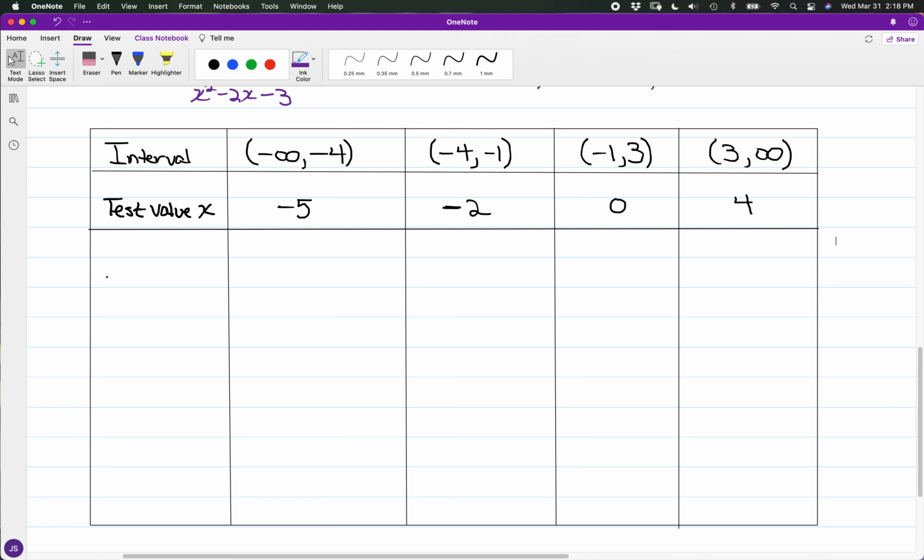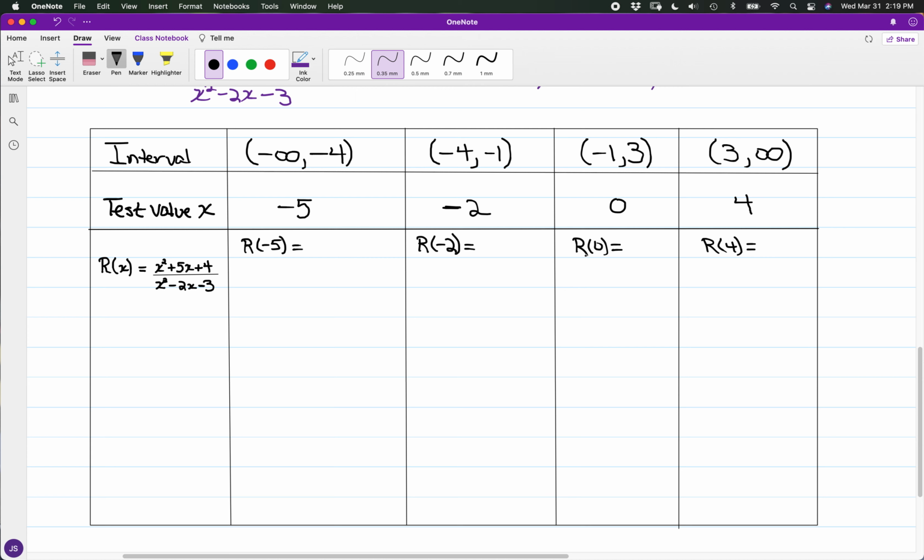And once again, for the next item, this is just the output which we have in the rational function. So looking at r of -5, r of -2, r of 0, as well as r of 4.